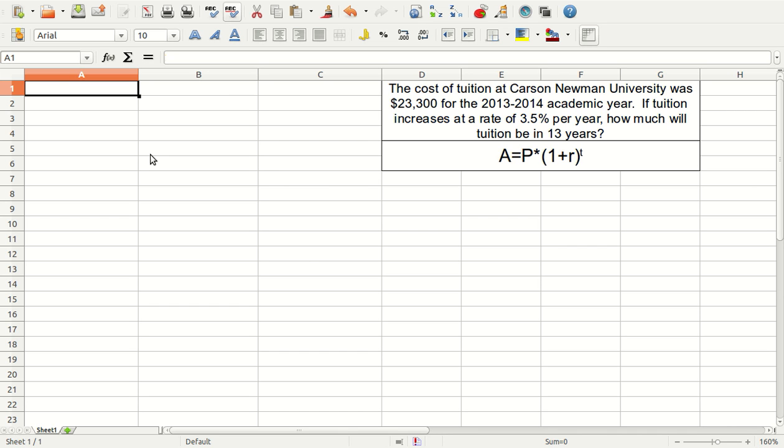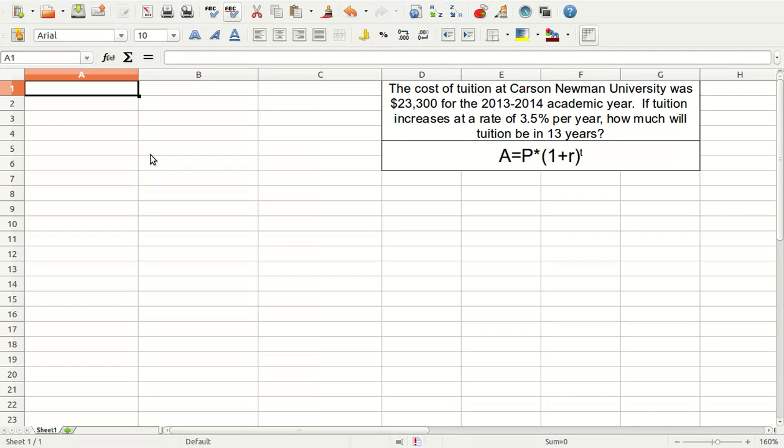The cost of tuition at Carson University was $23,300 for the 2013-2014 academic year at Carson University, my alma mater, and that number is accurate for this past school year. If tuition increases at a rate of 3.5% per year, how much will tuition be in 13 years?